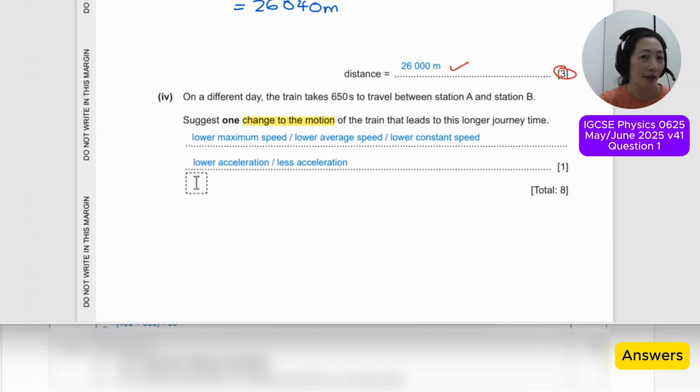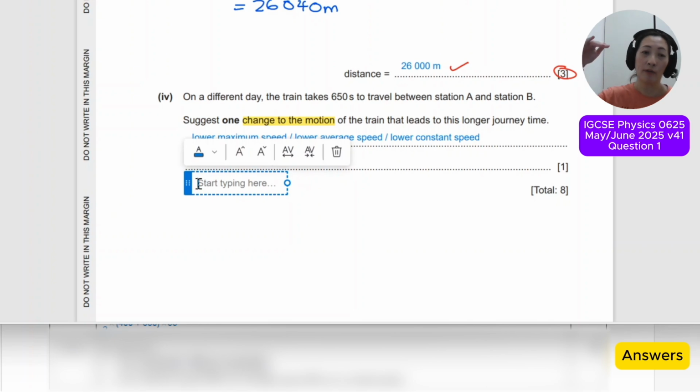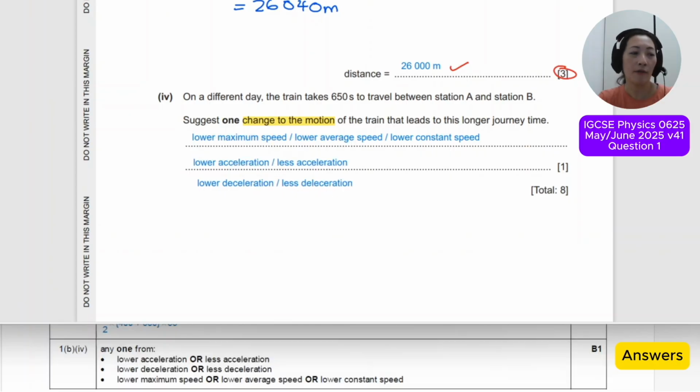A lower deceleration can also cause longer journey time because it takes a longer time for the train to lower its speed or to come to a stop. So longer time to decrease its speed. So that's why lower deceleration is also accepted. You can also express this as less deceleration. Now, you don't have to write all three. Just write one of it would be enough for you to be able to get 1 mark. And that's how you answer this question.